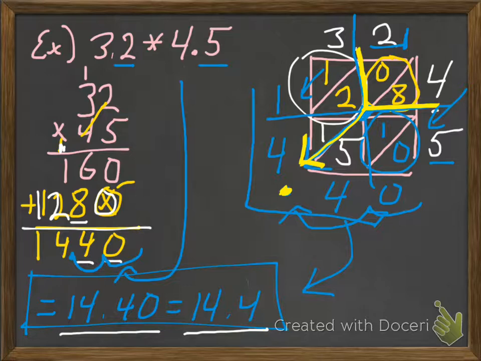In addition, I'm a big fan, like I said, of lattice multiplication, because if you do make a mistake, you can go back and check your work and you can see where it happened. All right?